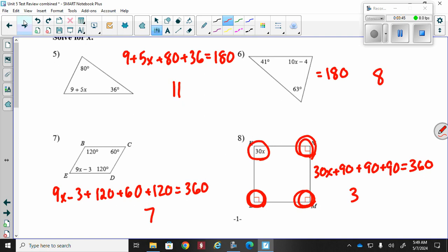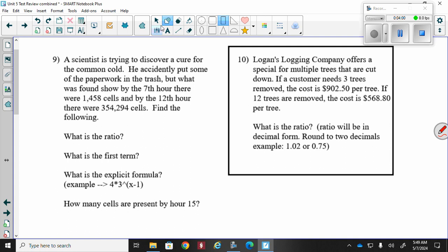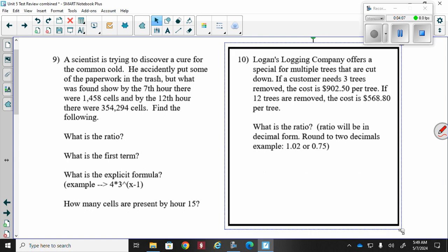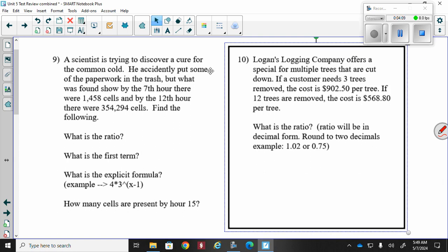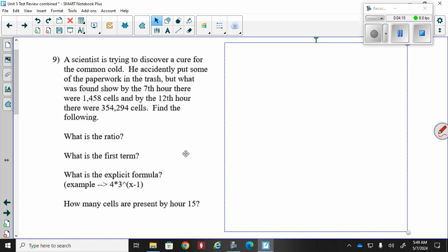All right. Okay, a scientist is trying to discover a cure for the common cold. He accidentally put some of the paperwork in the trash. So basically we're looking for a geometric sequence. I need a little more room to write. So let me take 10 here. Sorry, I should have paused the video, but yeah, not doing that right now. There you go. I just need room to write.